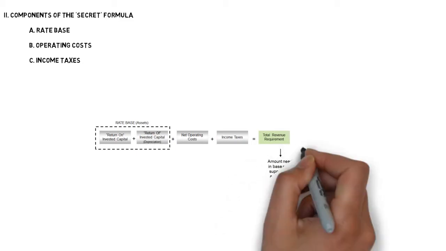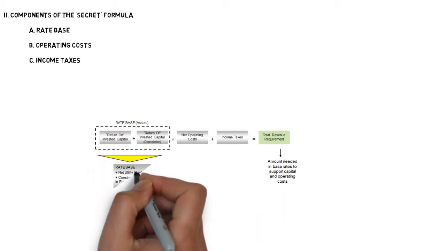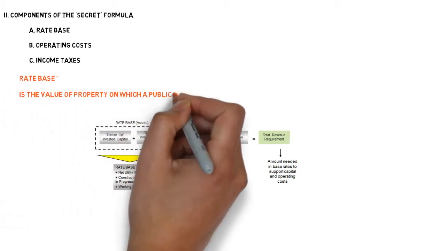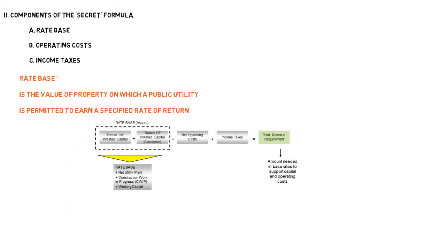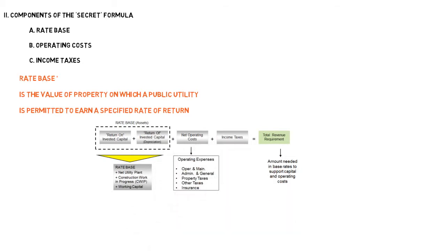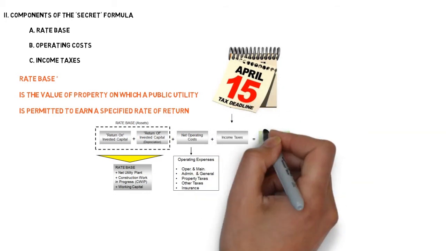Now let's talk about the formula again, and let's talk about rate base. And actually revenue requirement, let's never forget that. It's the amount needed in base rates to support our capital and operating costs. Then we have our rate base, which is utility plant, our construction work in progress, and our working capital. Rate base is the value of property the utilities are permitted to earn a return on. That's kind of big. I keep talking about we're allowed, we're not guaranteed. It's something we really need to understand. We have our operating costs, which is where O&M falls, and then how could we forget April 15th, income taxes.